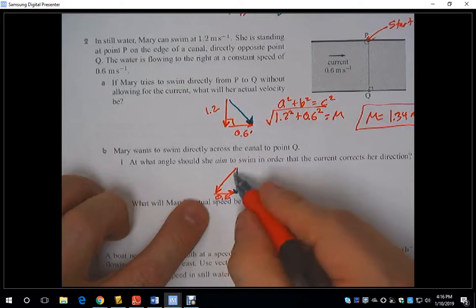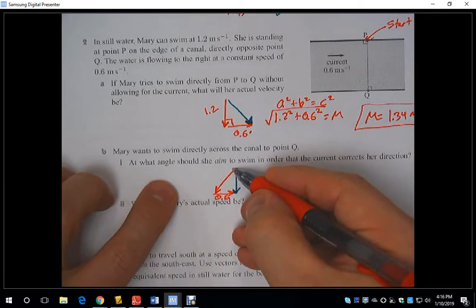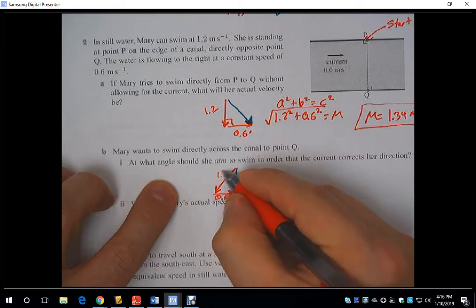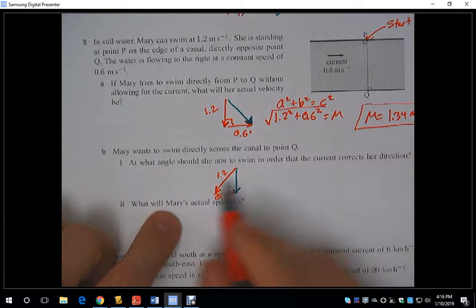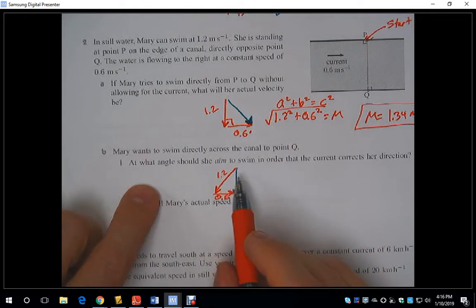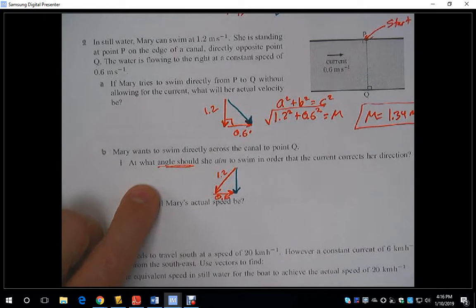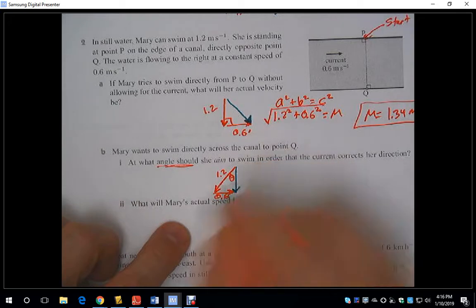Now, we know what this diagonal vector here is. This is what she thinks she's swimming, which is 1.2 meters per second. And then what does it want us to find? It says, at what angle should she aim to swim in order that the current is corrected to her direction? So I want to know what theta is here.